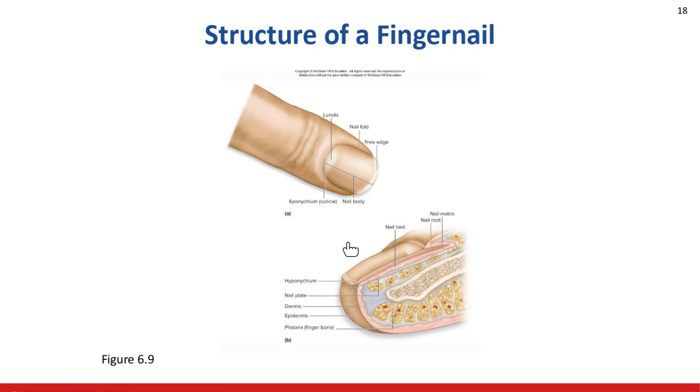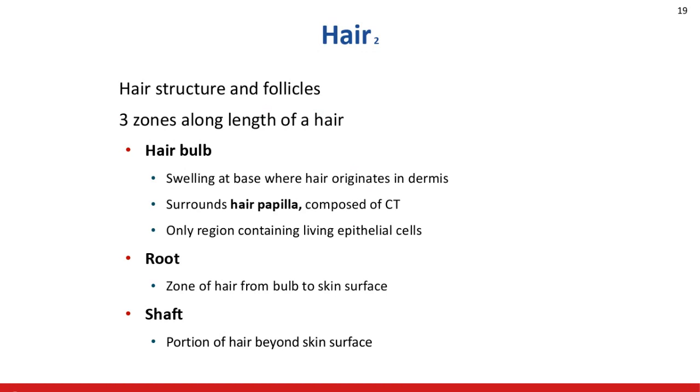All right, and that's also known as the cuticle. All right, let's get into hair, because that again is another accessory item when we're talking about the skin. There are three parts to the hair, and it's important that you know this, or what we call three zones. You have the hair bulb, the hair root, and the hair shaft.